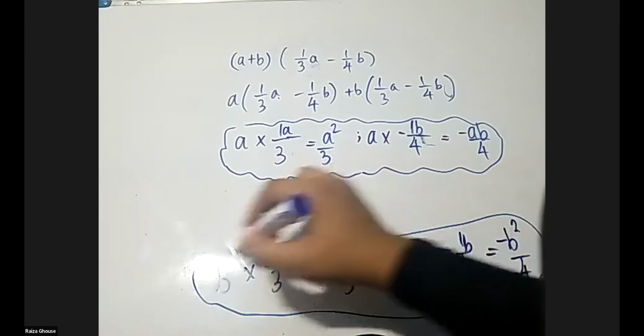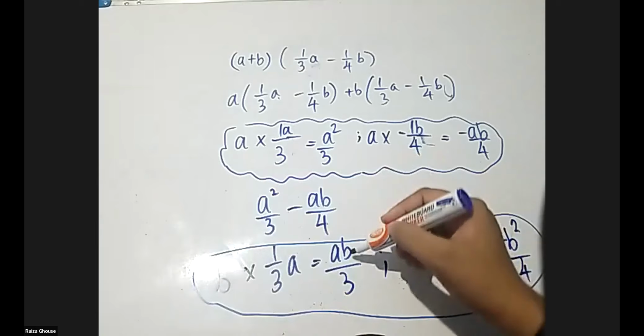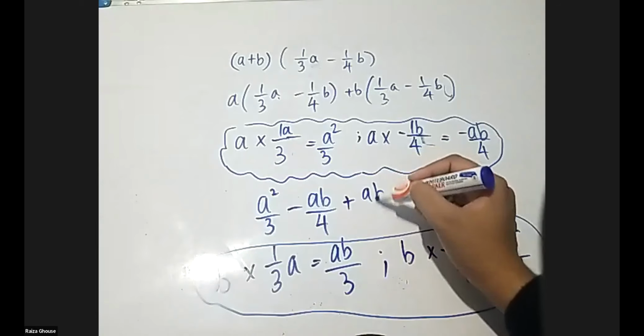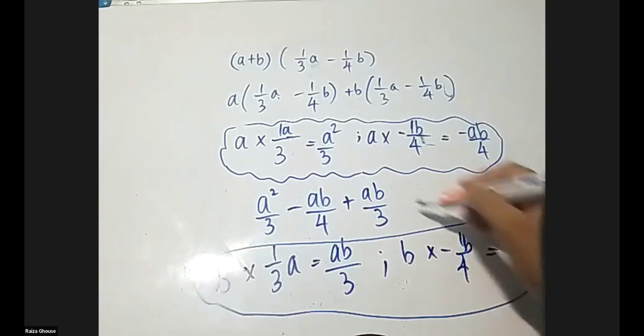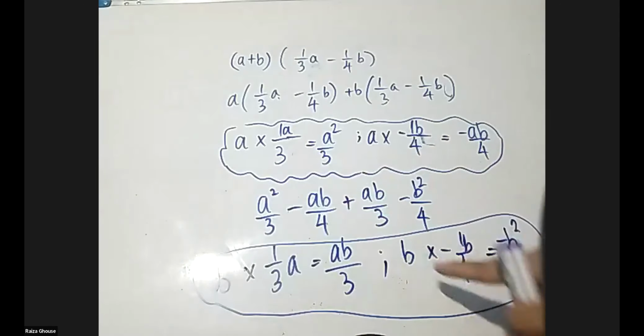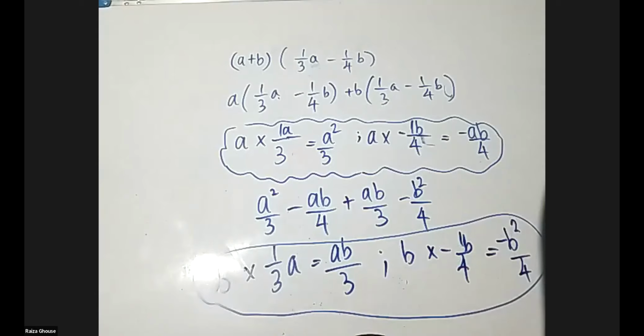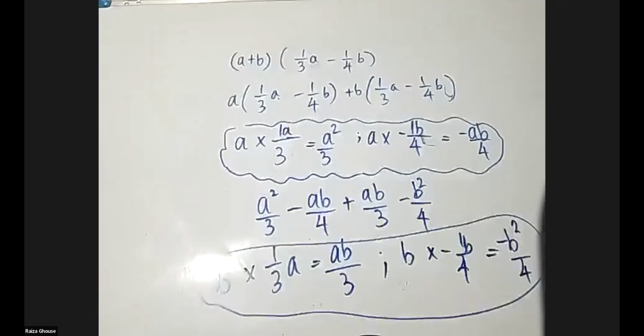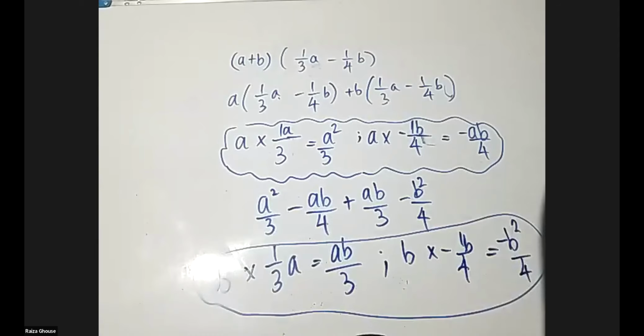Where should I write it now? Here. So I'll write it: plus AB over 3 minus B squared over 4. Did you get this answer? How many of you got AB over 3 and minus B squared over 4? Raise your hand. I know it will be a small number. Oh, good. Most of you got it. Great. The ones who didn't get it, please copy down. If you didn't understand, ask me again. I'll explain.